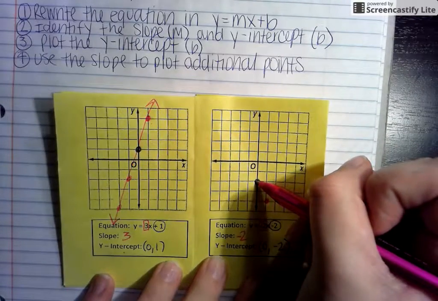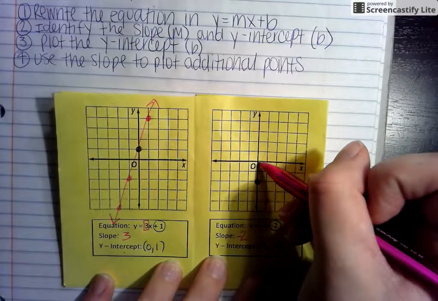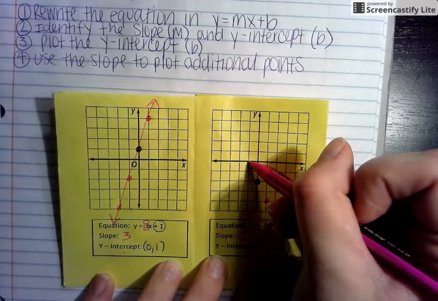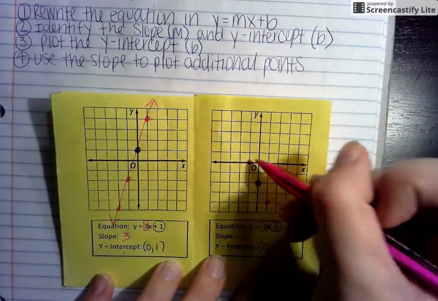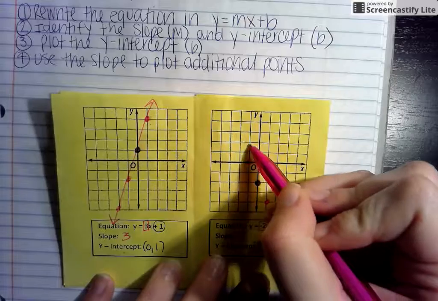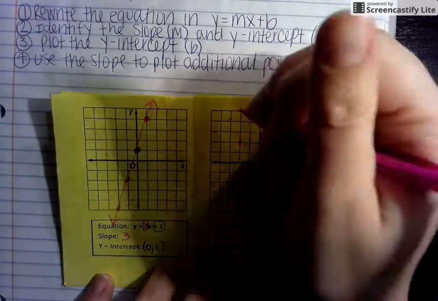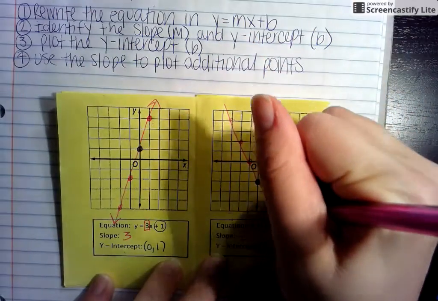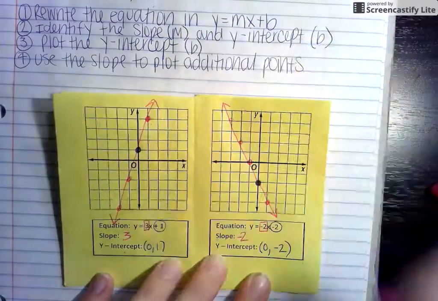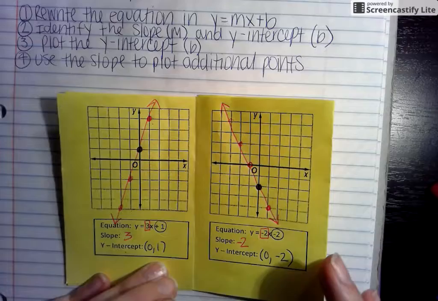I'm going to go back to the y-intercept. I'm going to go up 2, which is a positive, and to the left 1, which is a negative. So now it's a negative slope. I'm going to go up 2 to the left 1, up 2 to the left 1. And if you notice, it's facing a different direction and it's facing the way that would make it a negative slope.